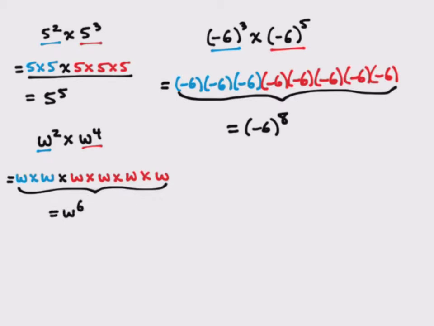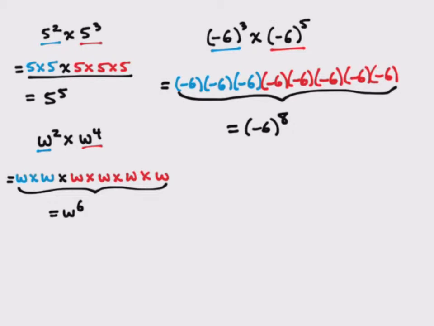Now let's see if we notice a pattern arising here. It appears to me that every time we multiply two numbers with the same base, we're simply adding the exponents. 5 to the second times 5 to the third was 5 to the fifth. Negative 6 to the third times negative 6 to the fifth, we got negative 6 to the eighth. And w to the second times w to the fourth, we got w to the sixth.